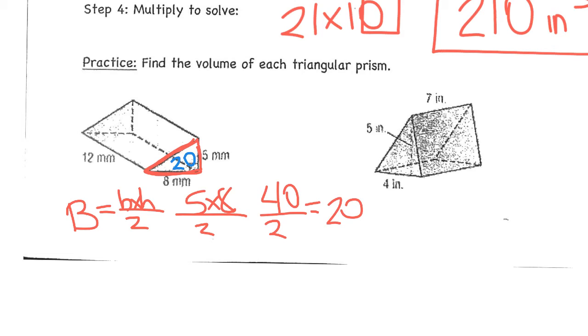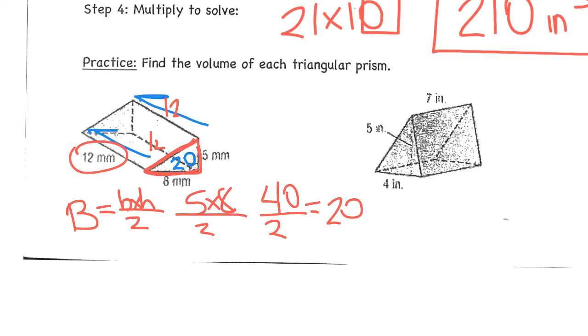Now I still have to multiply it by the height. My height is the same on all the sides. So 12 is here, 12 is here, 12 is here. The height is the same all the way across. So I can use this 12 over here. That's fine. It's all going to be 12 high.